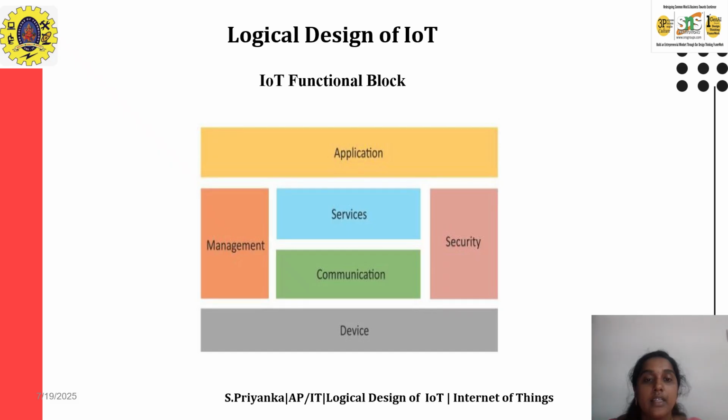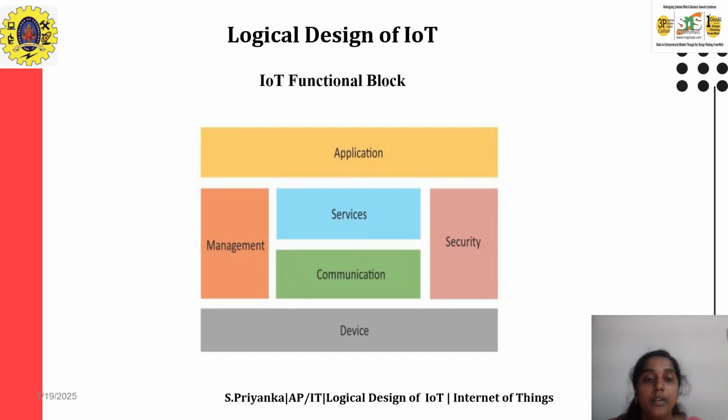Here, the IoT system mainly comprises a number of functional blocks that provide the system the capabilities for identification, sensing, actuation, communication, and management. It mainly consists of application, management, services, communication, device, and security. All these come under the IoT functional blocks. Each one comprises its own characteristics, whereas the device is used for providing sensing, actuation, and monitoring control functions.